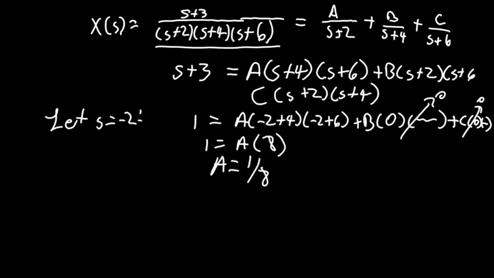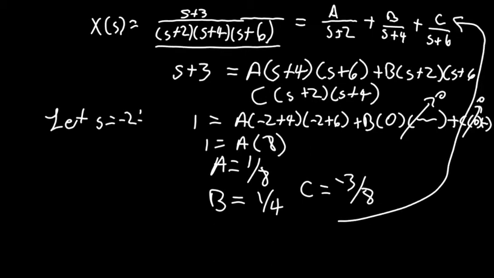And if you keep going and solving these, you'll end up finding that b is equal to 1/4 and c is equal to -3/8. Now once you get here, you're going to substitute these values for these variables into this equation all the way up here. And from there, it's a simple Laplace transform that you probably did in Diffie Q. We're going to take the inverse Laplace transform in order to find x of t.